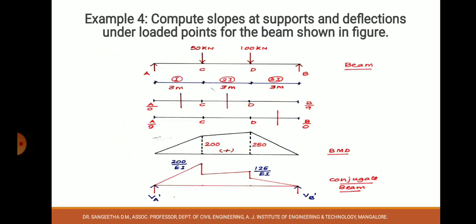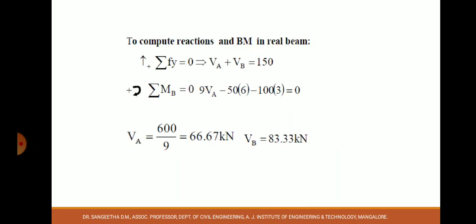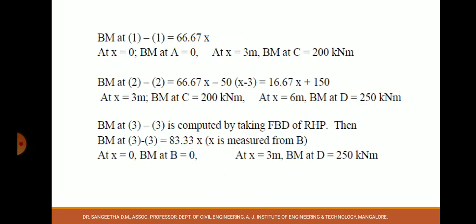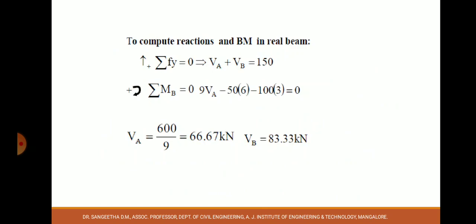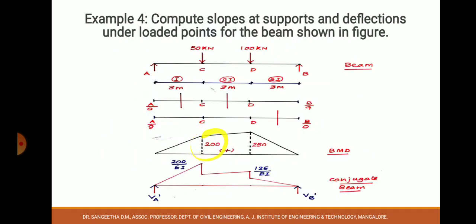Now, you know VA, you know VB. Calculate the bending moment at point C and D. So bending moment at C is evaluated VA into 3. See here, bending moment at section 1, VA into X. At X is equal to 0, X is equal to 3 meter. At X equal to 0, it becomes 0. At X is equal to 3 meter, it becomes 200 kilonewton meter. Is it the 200? Yes.